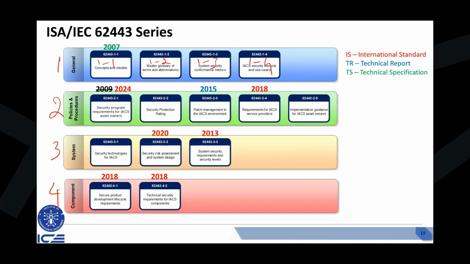So this is how the series of standards is structured. Now, not everything that you see on the screen is a standard. Within the 62443 series, there are certain things that are called the standards themselves, or international standards. That's how ISA likes to call it. There are some that are just technical reports, and some are technical specification, minor difference between the two.